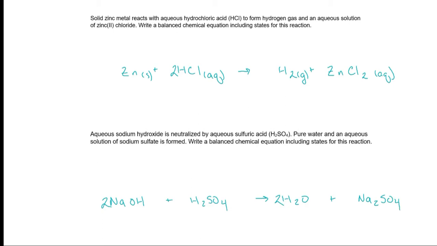Finally, let's put in our states. The problem said that sodium hydroxide was aqueous, so that is an AQ there, and it reacted with aqueous sulfuric acid, so we have another AQ. Now pure water was formed. Pure water is a liquid, so we'll put an L here. And we're forming another aqueous solution, so our sodium sulfate is AQ again. And there is our balanced chemical equation with states.